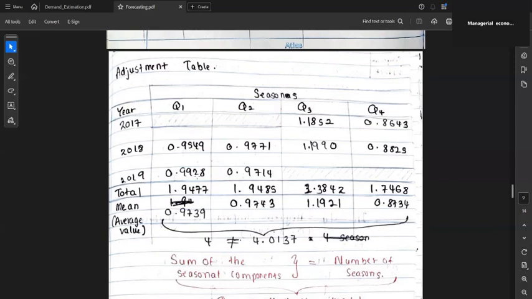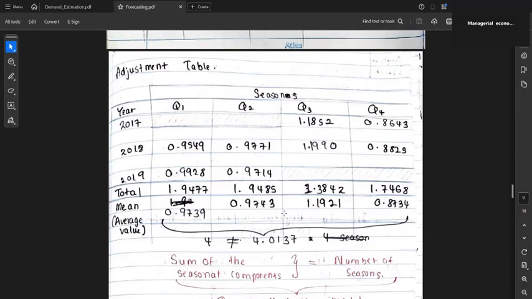So what we have to do is add these two points together, then get the mean value. Once you have the mean value, you are using the multiplicative model. That means there is an unsaid rule where all the seasonal components related to each season should add up to 4. As you can see, it's not equal to 4.